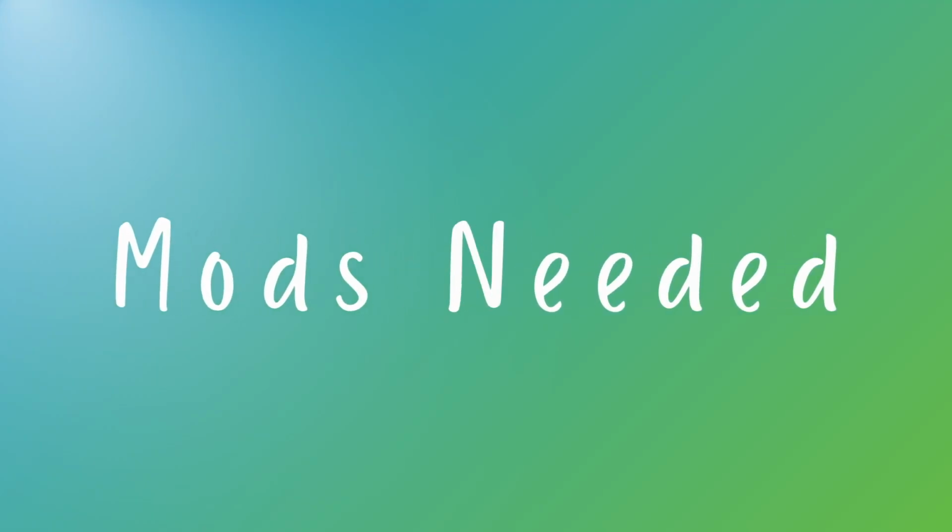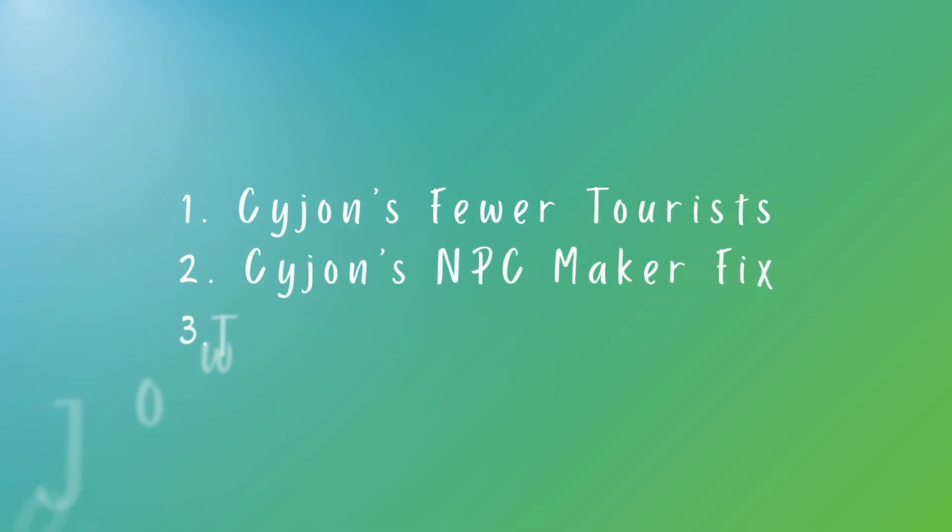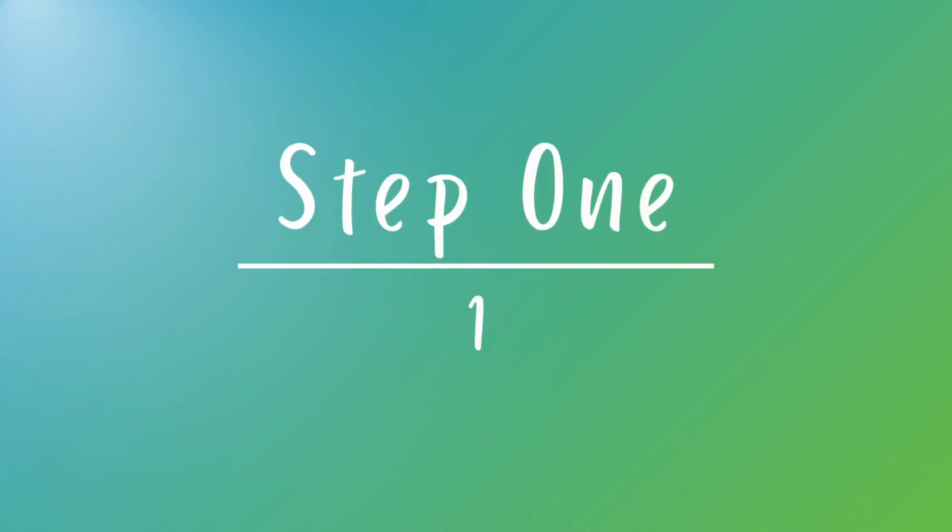In order to create your own custom vacation tourist, you're going to need 3 mods: Saijon's Fewer Tourists, Saijon's NPC Maker Fix, and the Sim Blender. This is a 3-step process, so let's start with step 1.